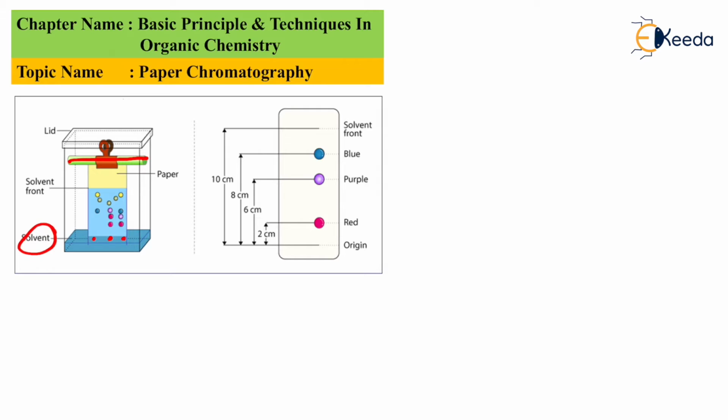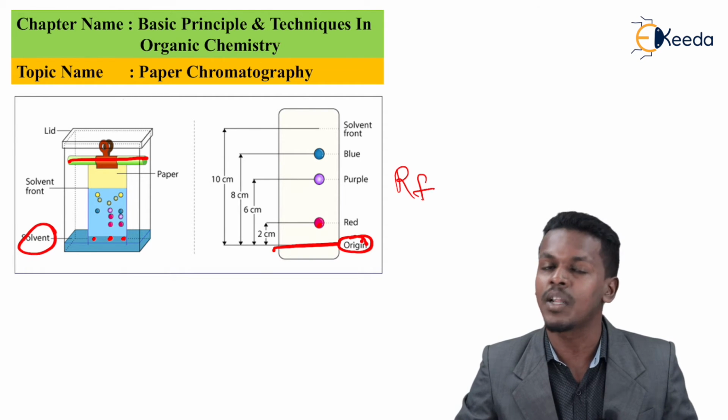Here the colored components can be easily detected on the paper. As you can see over here, this is red, this is purple, this is blue. With the height from the baseline, that is from the origin, we can easily determine the particular component with the help of the RF factor or retardation factor, and this colored component can be determined very easily.